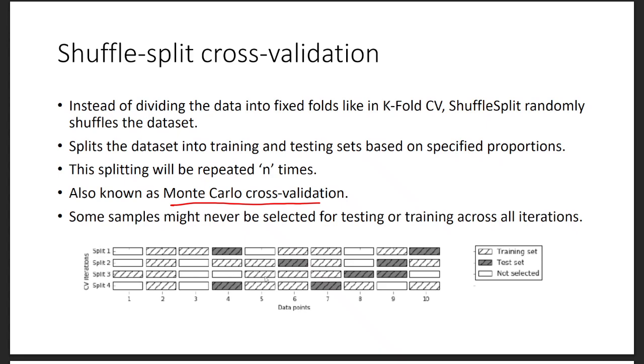So unlike k-fold, some data samples might never be selected for testing or training across all the iterations, because we are shuffling. So in one shuffle, one sample might never come up for testing. So that is one drawback in shuffle split cross validation.